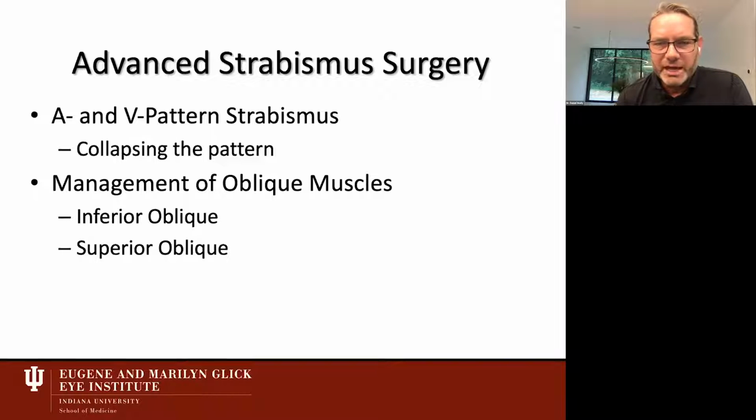Now, when we talk about A and V pattern strabismus and how we're going to treat that, we have deviations which are greater in one direction, up gaze or down gaze, than they are the other or in the primary position. And as you go about treating these, the whole goal here is to collapse the pattern so that there is not this big incomitance from up gaze and down gaze. So when we talk about collapsing the pattern, that's what we're talking about. The measurements will be the same in the primary and up and down gaze or close to it.